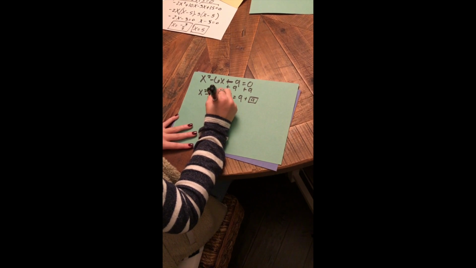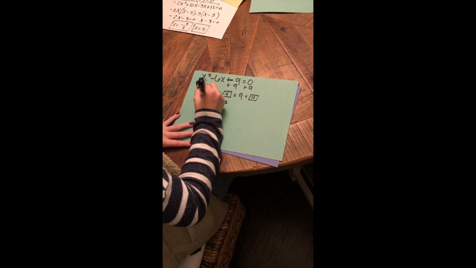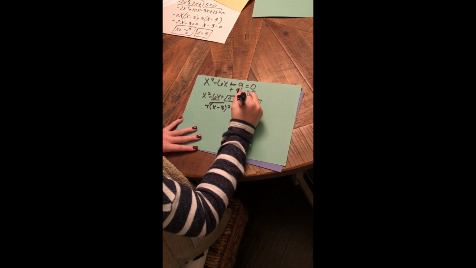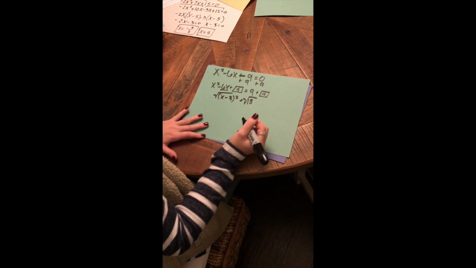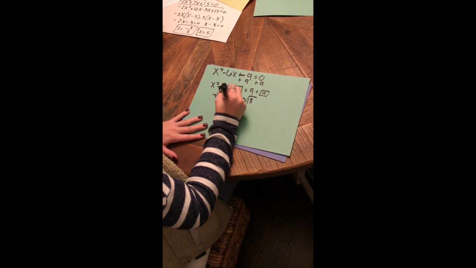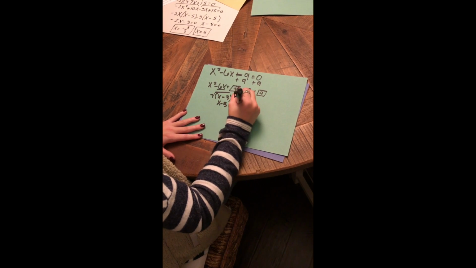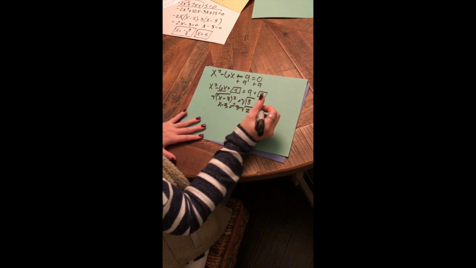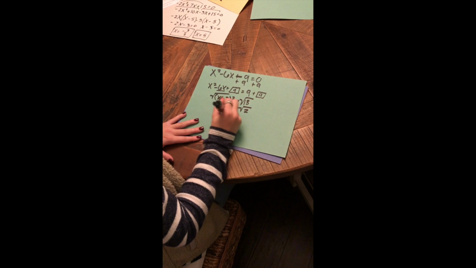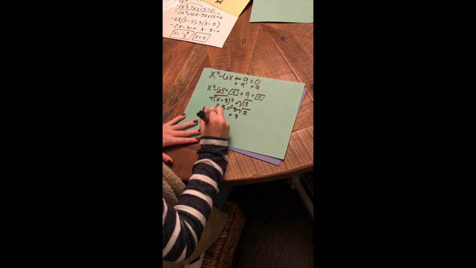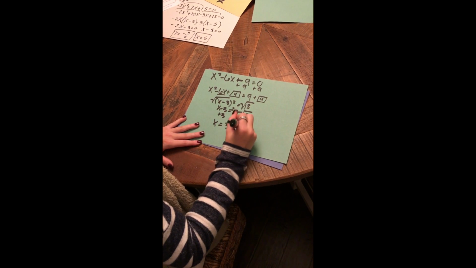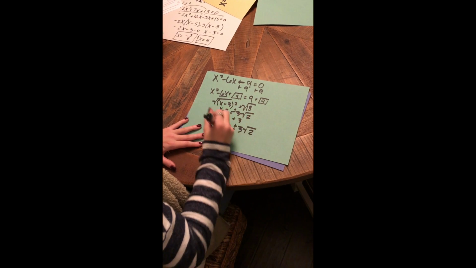So x minus 3 squared equals 18, and then you'll find the square root of both sides. So x minus 3 equals plus or minus 3 square roots of 2, and then you'll add 3 to both sides, and you'll get x equals 3 plus or minus 3 square roots of 2.